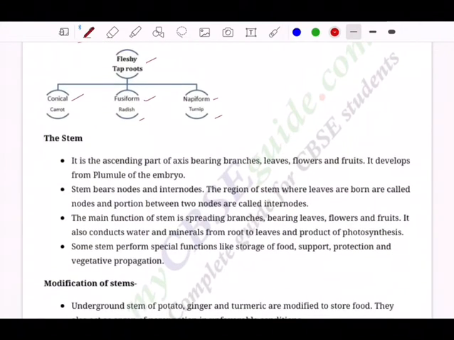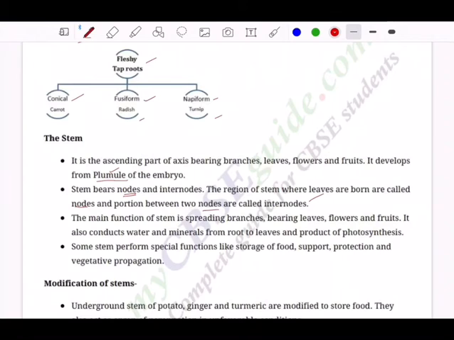Moving ahead, we go to stem. It is the ascending part of the axis bearing branches, leaves, flowers, and fruits. It develops from the plumule of the embryo, as I said just now. Stem bears nodes. Node is the vegetative part at which a branch or a leaf originates, and the space or area present in between two adjacent nodes is an internode. The region of stem where leaves are borne is called a node, as I said, and the portion between two nodes is called an internode.